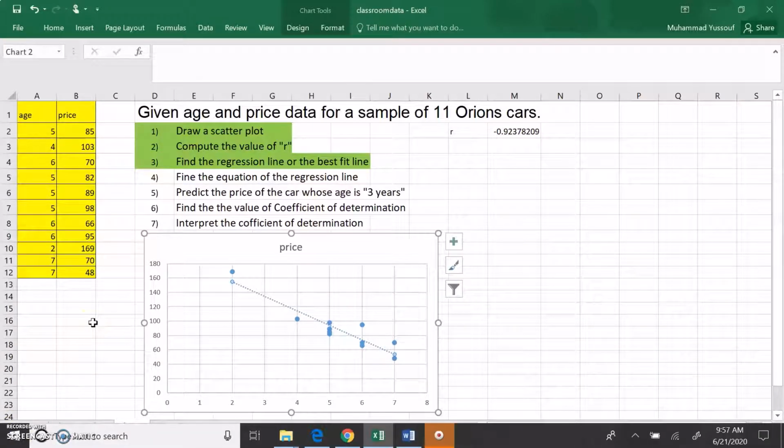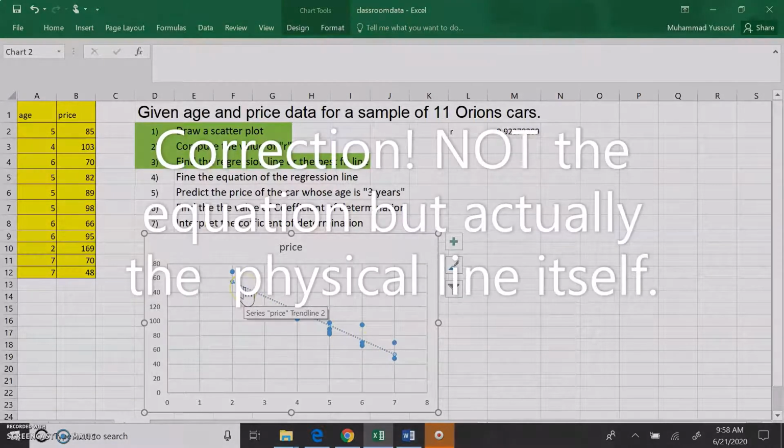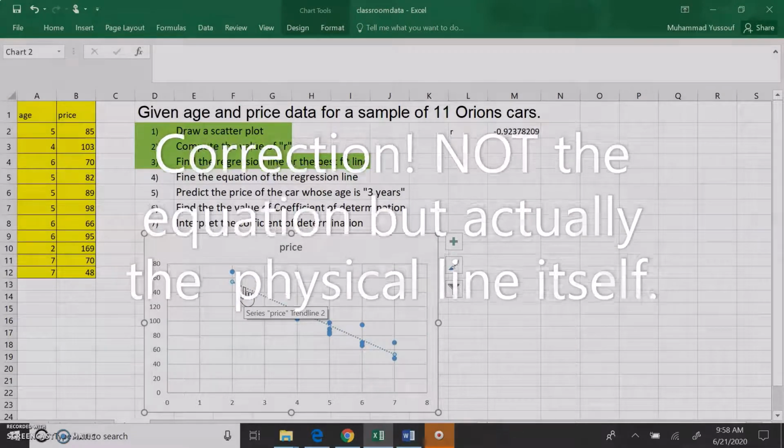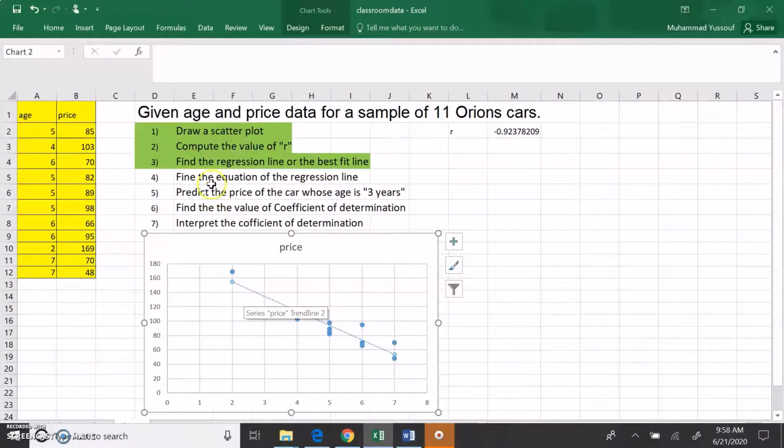Now let's move to part number 4. We have to find the equation of the regression line. So far this dotted line is the regression line. We haven't found the equation. So I ask you not to confuse the two concepts. What I'm asked now in part number 4 is to find the equation of the regression line. So don't confuse the physical line itself with its equation.